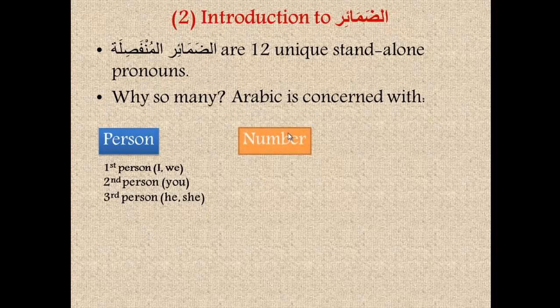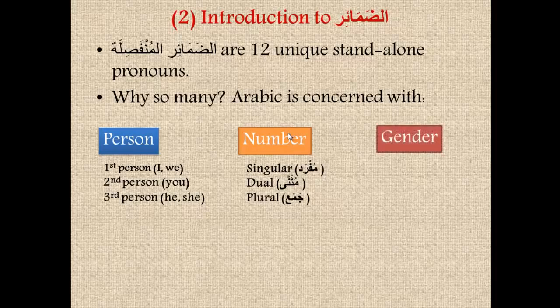Arabic is also concerned with number. You may recall from lesson number 1 that we discussed mufrad, meaning singular, the dual, or muthanna, and the plural, 3 or more, or jama' in Arabic. And Arabic is also concerned with gender, the masculine, mudhakkar, and the feminine, mu'annath. And these 3 factors are all accounted for in al-dhama'ir al-munfasila, the personal standalone pronouns, and that's why there are 12 of them.